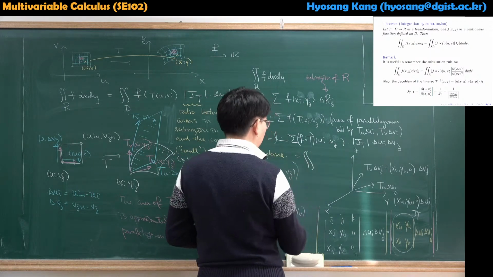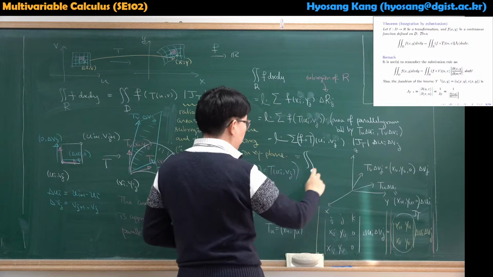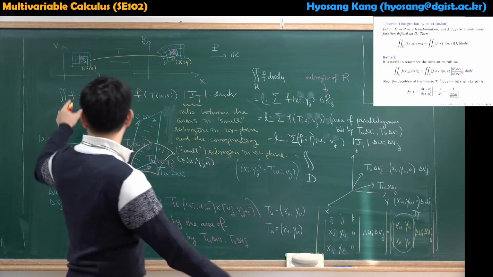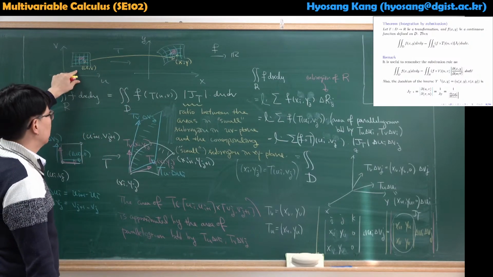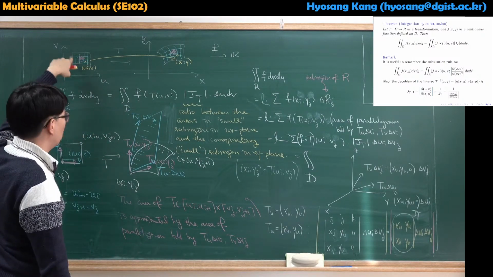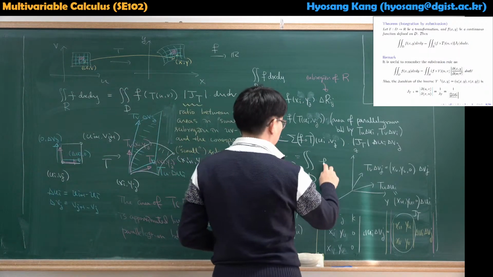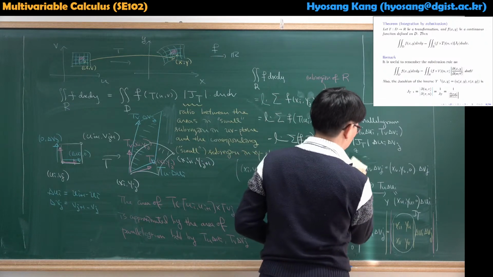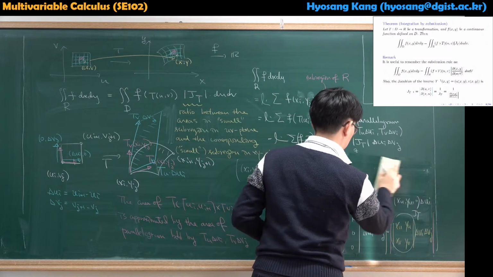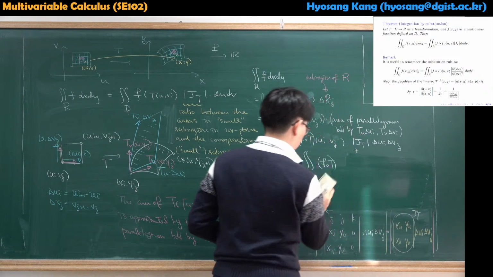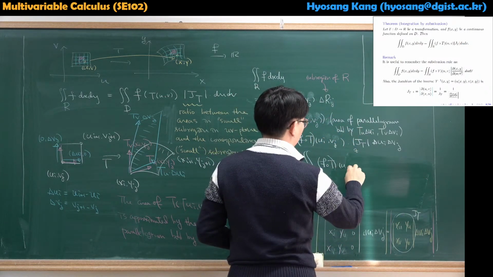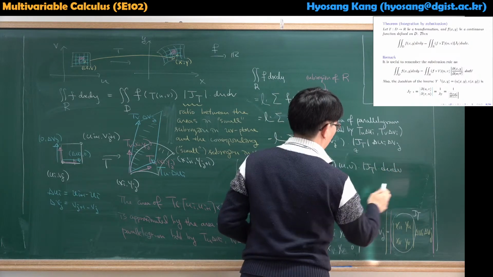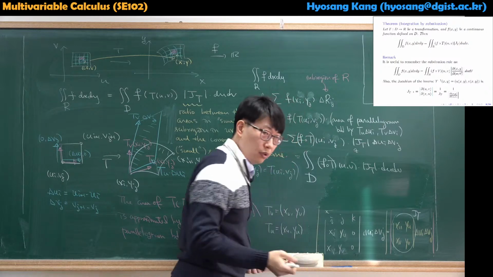It only makes this sum become an integration over D, because now we are lying inside the space of the uv plane. So we are taking the integration over D of f composite T, times the absolute value of JT, du dv. Sorry, I have to erase this. So don't forget that you have to take the absolute value of JT.